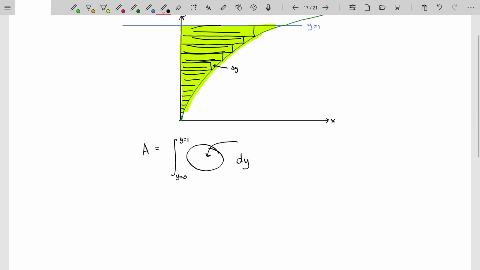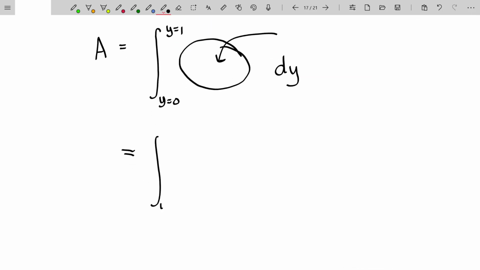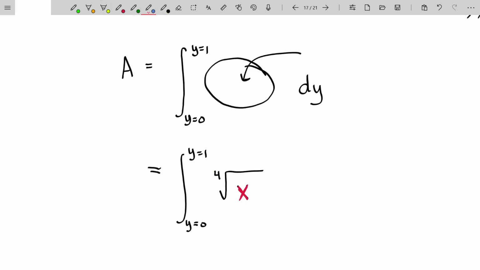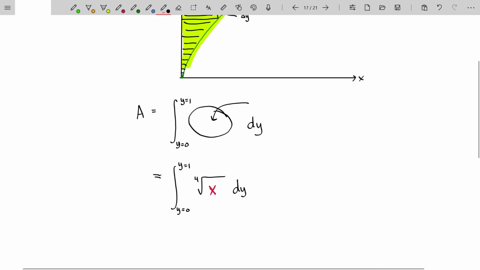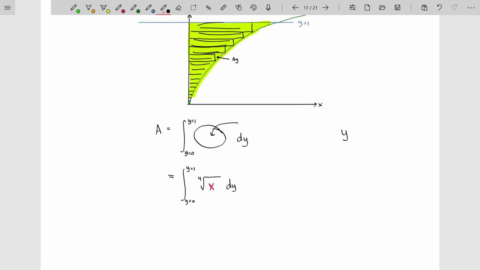Now, it would be very illegal if I were to say, hey, let's integrate from y equals 0 to y equals 1, the fourth root of x, let me write that in red, dy. That is illegal, because you're integrating with respect to y something that is not y. You need to rewrite that function in terms of y. But luckily, I can, because we know that y is equal to the fourth root of x. That is, we know x is equal to y to the fourth. And that is our function.